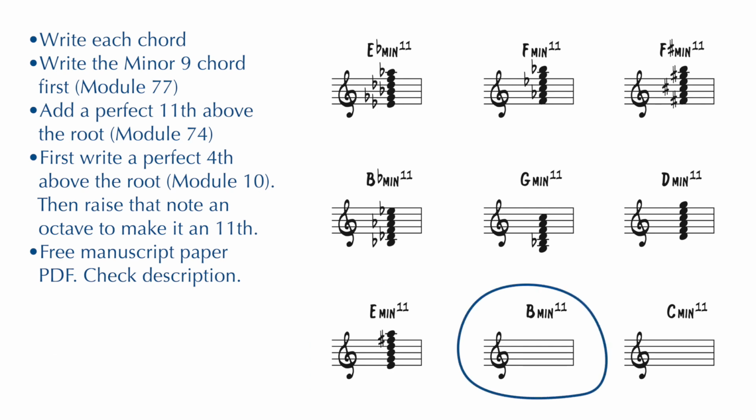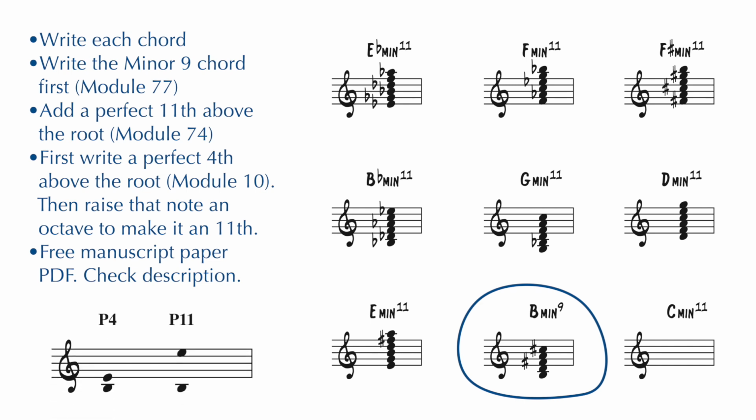Number 8, B minor 11. First write a B minor 9 chord. That's going to be B, D, F sharp, A, and C sharp. Now we need to add that perfect 11th above the root. First we write a perfect 4th above the root. The root is B. Perfect 4th above that is E. Take that E and raise it an octave, and there's your perfect 11th. And now we have B, D, F sharp, A, C sharp, and E.